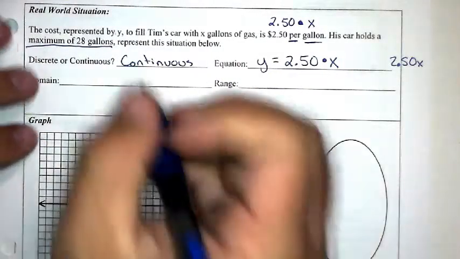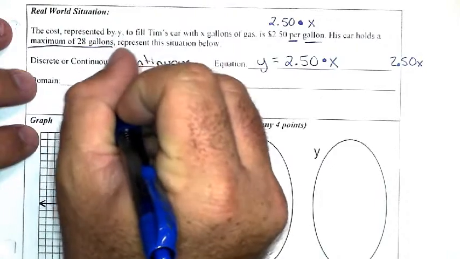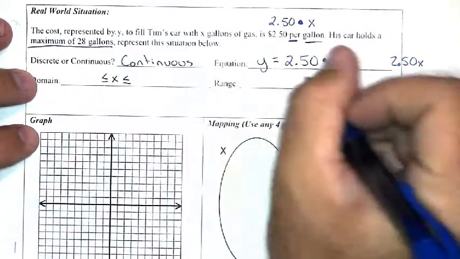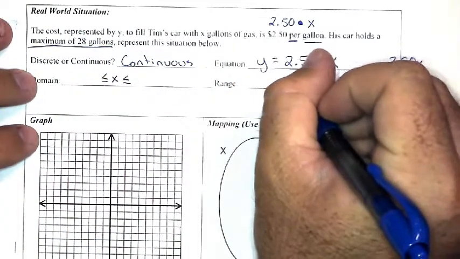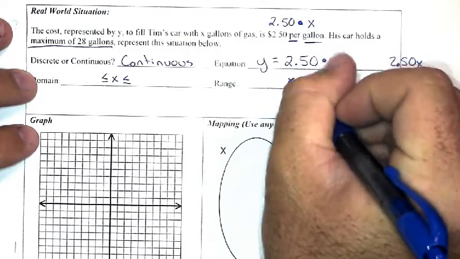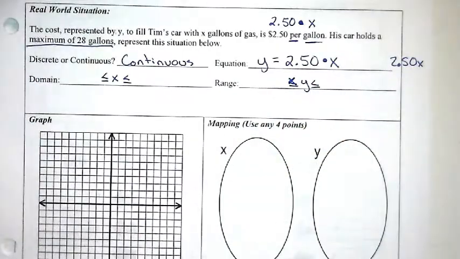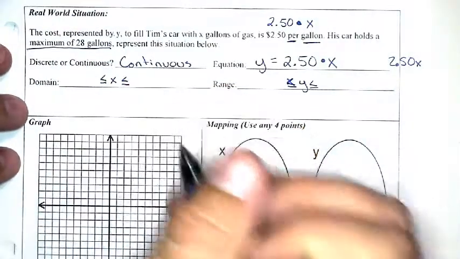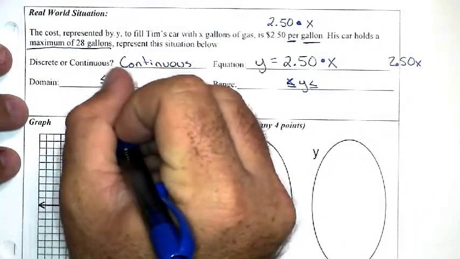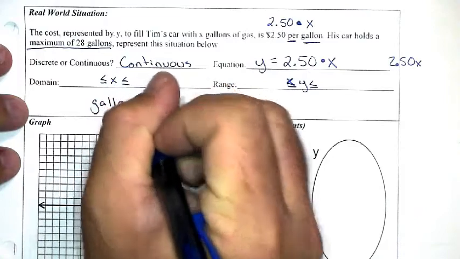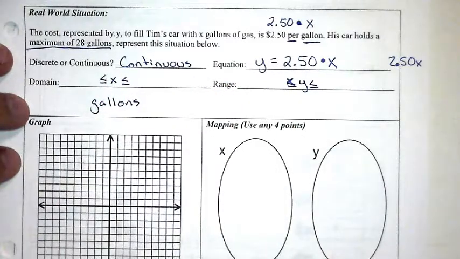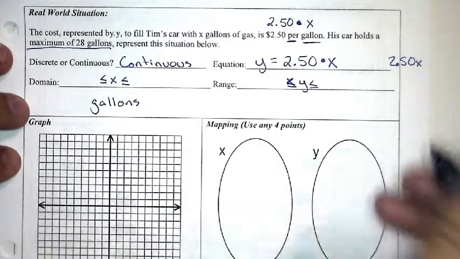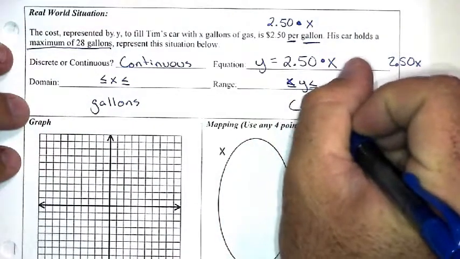Which also means my domain and range will be represented as such. That's how my domain and range will be represented. Now, my domain are my x's, and x's represent gallons. Okay? The y value will represent your cost.